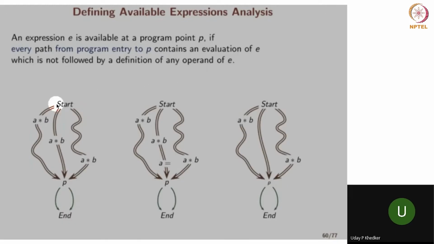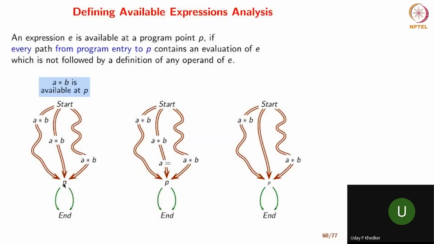Once again, we require that every path must contain an occurrence of expression A star B, which must not be followed by a definition of A or B. So clearly this example satisfies the condition. So A star B is available at P. What do you think of this second case? Is A star B available at P? Can someone tell me quickly? No, since one of the paths is followed by the definition of A. Right. So in this case, it is not available.